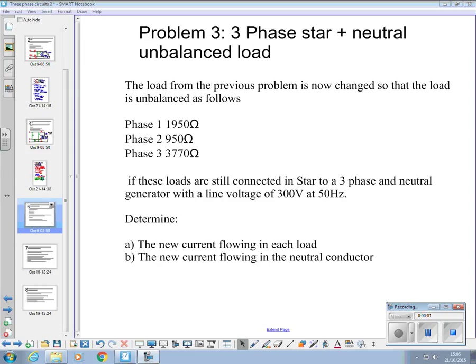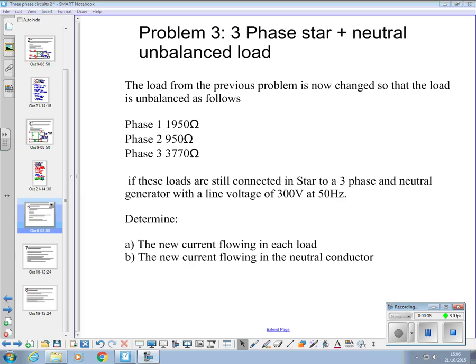Problem 3. Three-phase star and neutral, unbalanced load. Okay, so this time, the load from previous problems is now changed so that it is unbalanced as follows. Phase 1, say the red phase if you like, has 1950 ohms connected to it, so the same as before. But the yellow, or phase 2, has 950 ohms, and the blue, phase 3, has 3770 ohms.